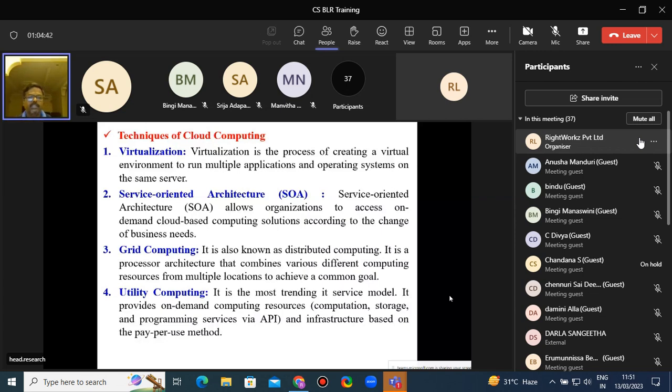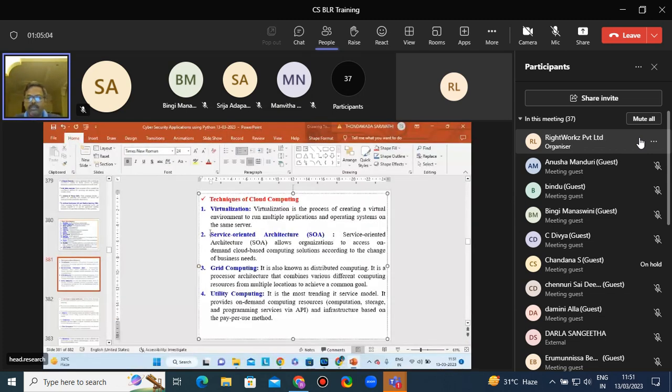Utility computing. It is the most trending service model. It provides on-demand computing resources like computation, storage, and programming services via an infrastructure based on the pay-per-use model. So these are the four techniques.